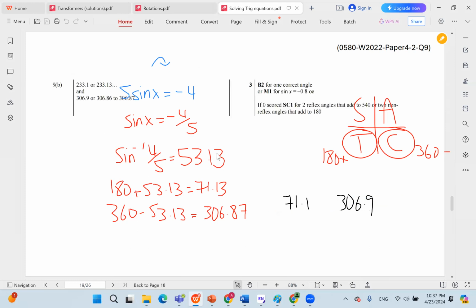I seem to have made a mistake here. Okay, so I made a small calculation mistake. I apologize about that. Of course, 180 plus 53 can never give us 71. This might have been just a calculator typo or something. So let me try this again. 180 plus 53.13 is actually 233.13. So the final answer here would be 233.1, as evidenced by the marking scheme. So it's the same exact concept. I just made a small calculator mistake.